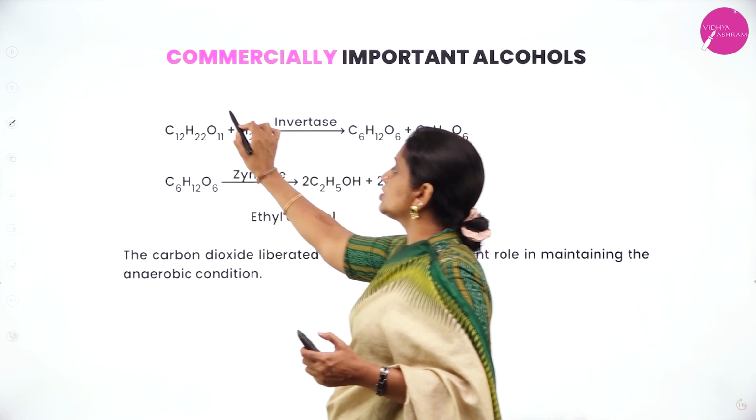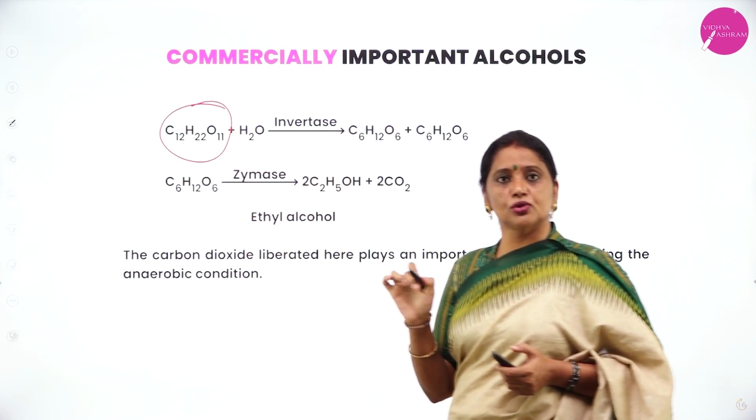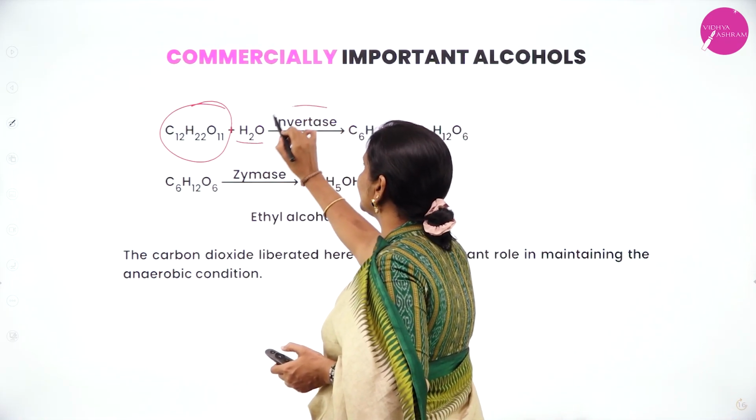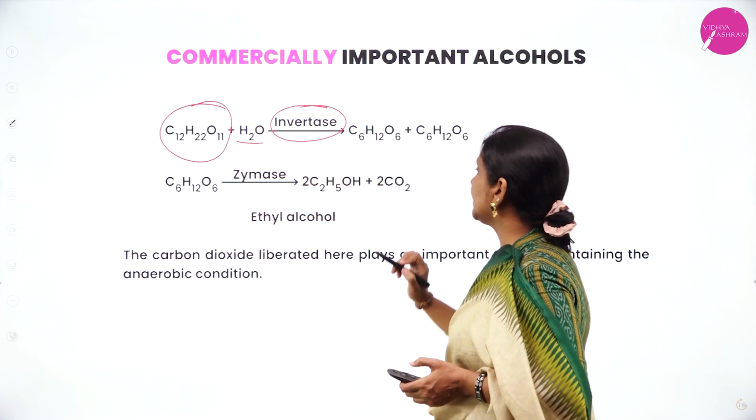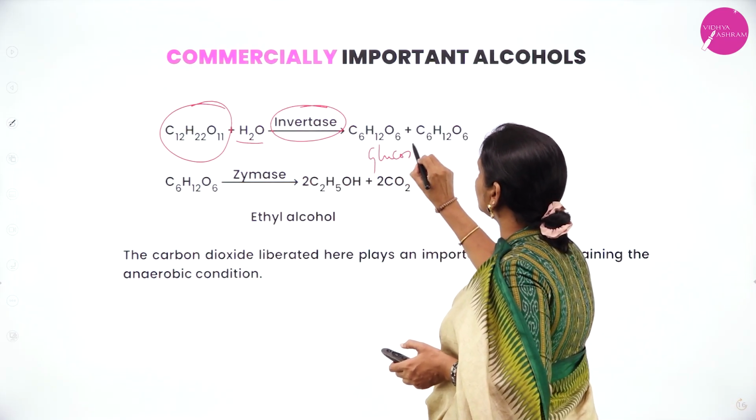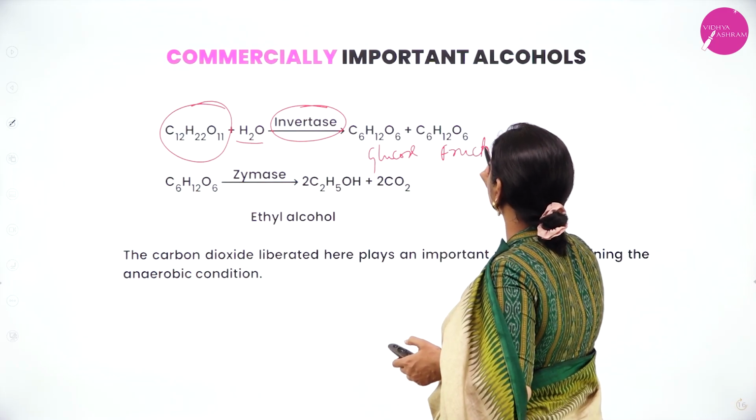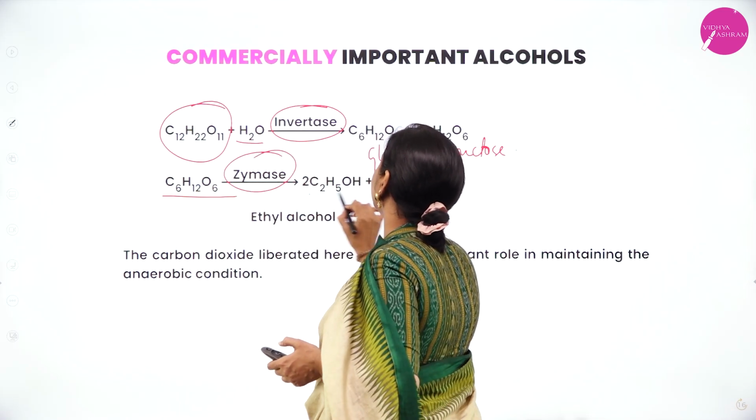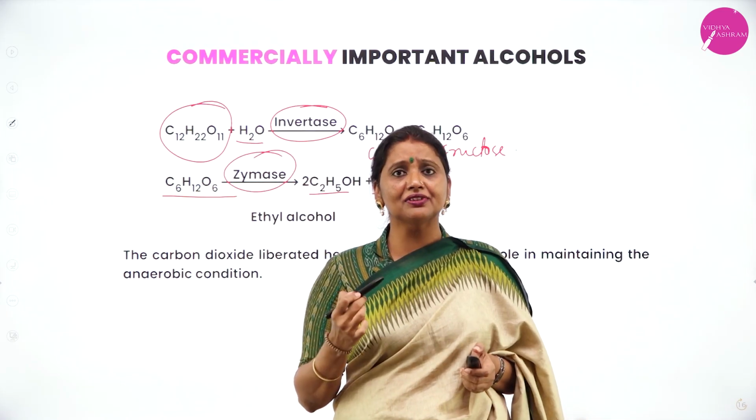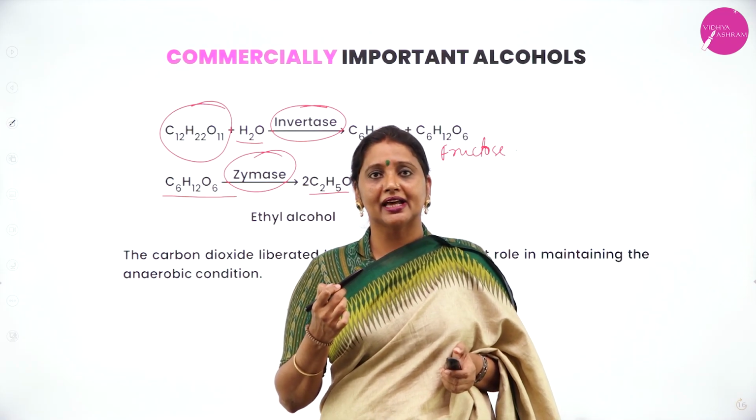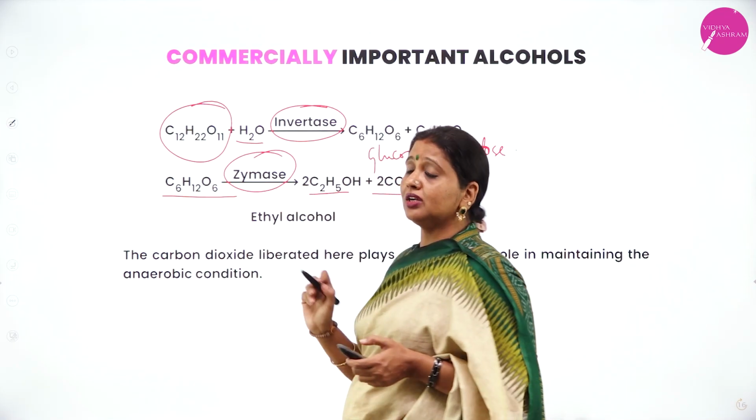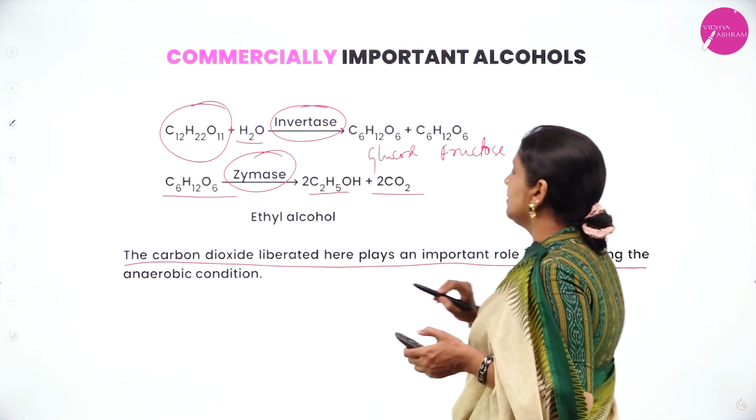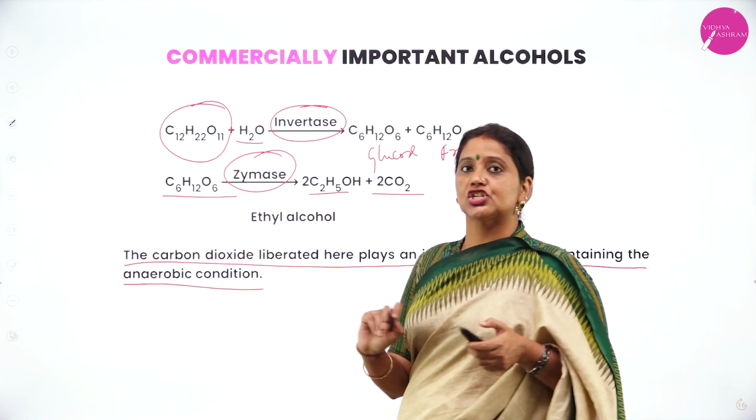Observe the equation. The molecular formula of sucrose is C12H22O11. It gets hydrolyzed in the presence of enzyme invertase into glucose and fructose. Glucose and fructose are converted into ethanol and carbon dioxide in the presence of enzyme called zymase. The carbon dioxide liberated here plays an important role in maintaining the anaerobic condition.